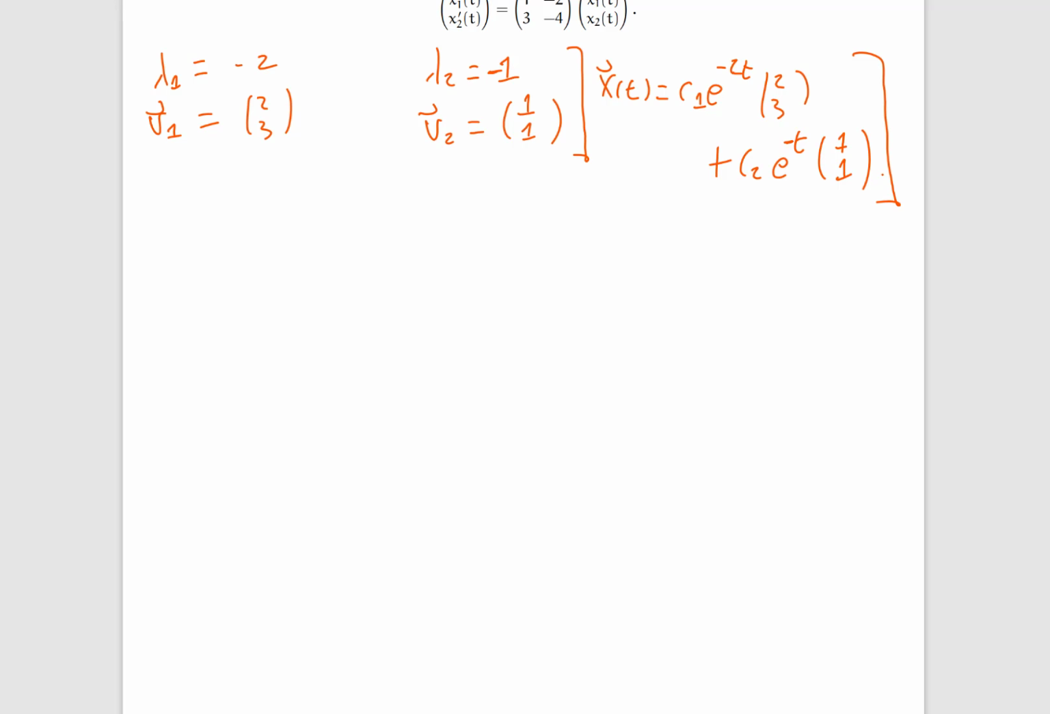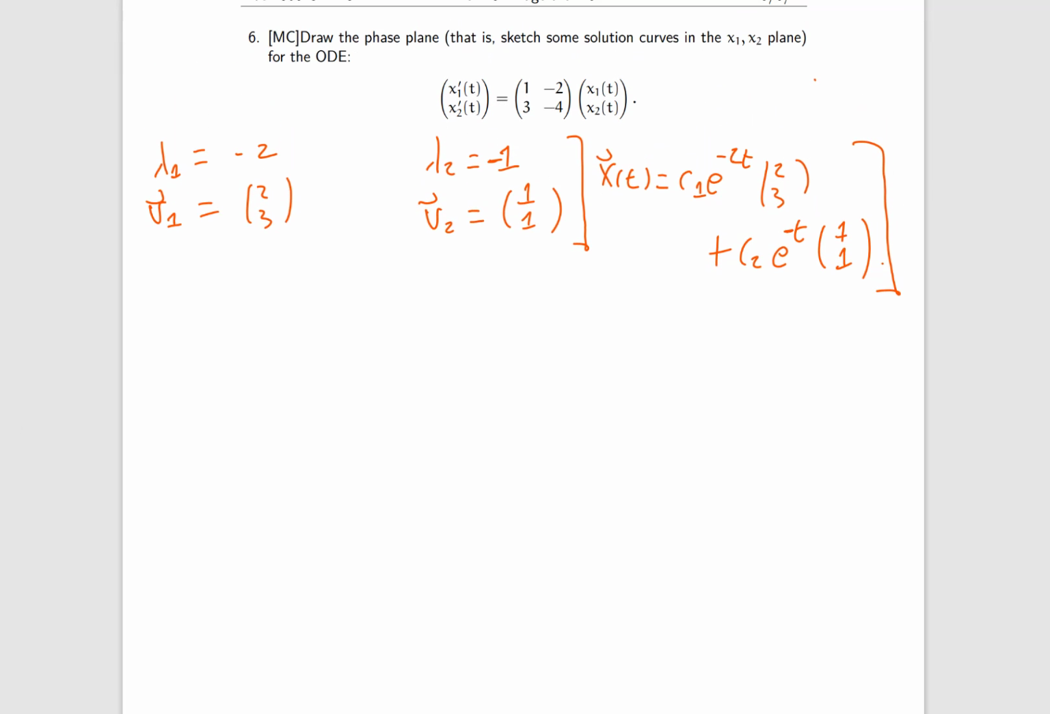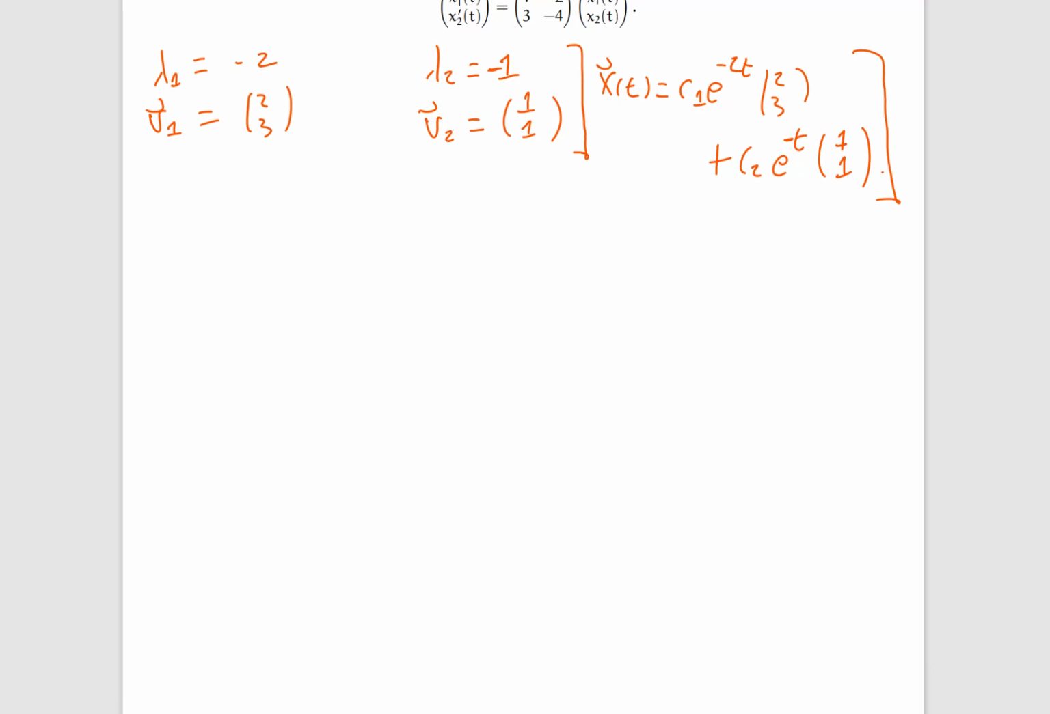Okay, so I've already done some work for you. The first step here is if you want to find the eigenvalues and eigenvectors. I've already done that for you, and I've written down the general solution. And so now I just want to sketch some solution curves.